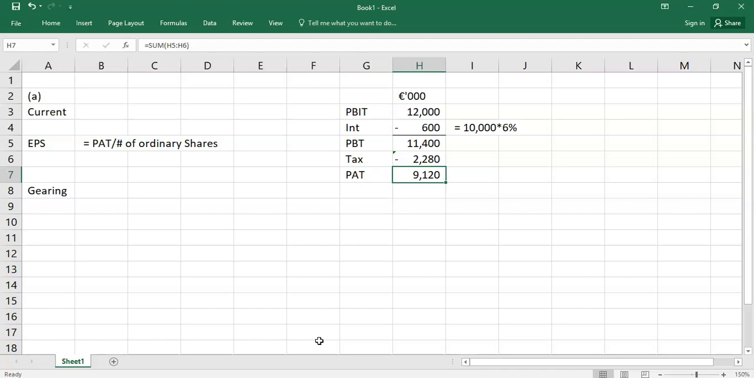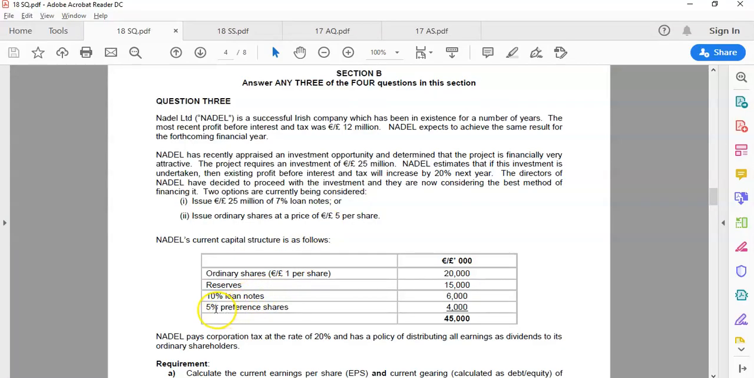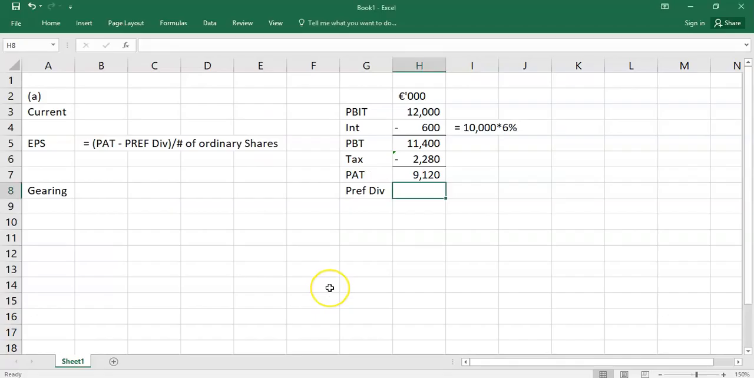9.12. So what a lot of students will have done is taken that 9.12, divided by the number of shares. The trick here, and what you should have on a little summary cheat sheet, is if there's preference shares, you need to take off the preference dividend. So before you calculate the earnings per share, you must figure out what earnings are available to shareholders. The preference dividend is not available to ordinary shareholders, and that preference dividend is going to be 5% of 4 million. So you're looking at the current capital structure.